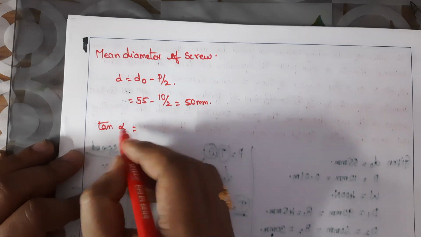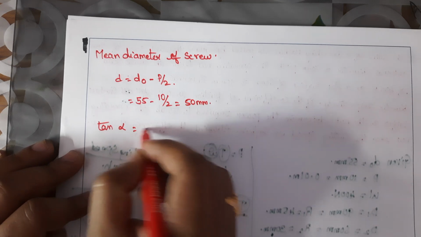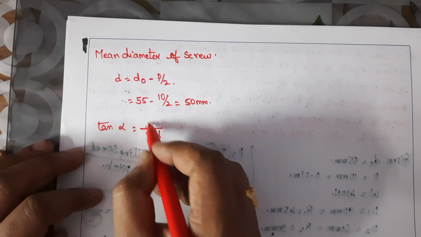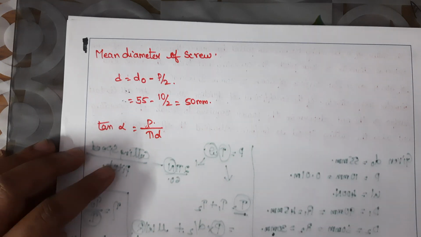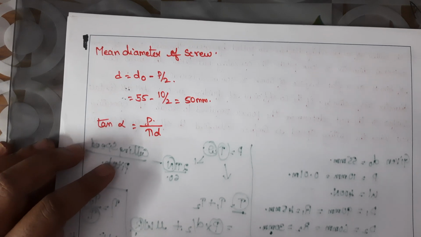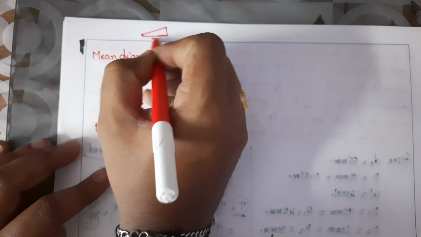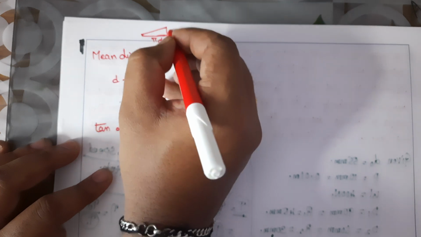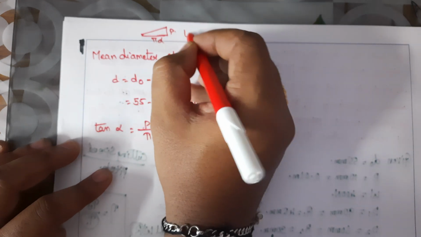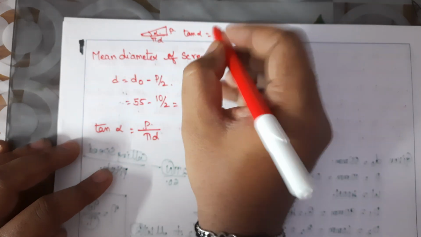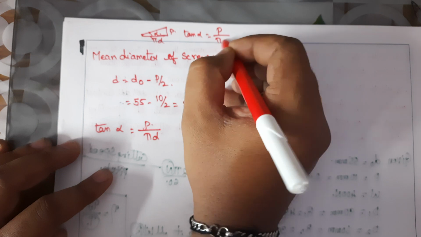So tan alpha is equal to lead by pi d. The lead is nothing but your pitch. So lead angle is equal to P by pi d. I think you know how we are taking this: this is pi d and this will be the pitch. So tan alpha is equal to opposite side by adjacent side, where this is the angle alpha.